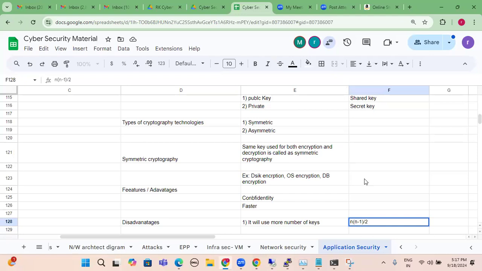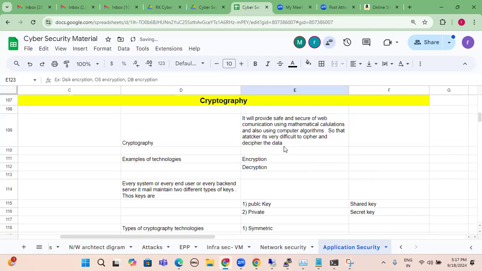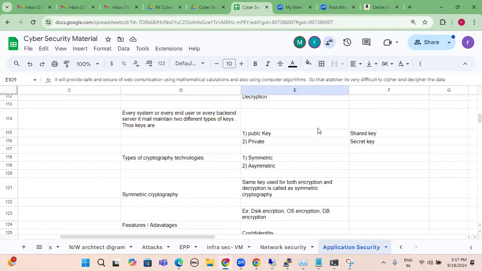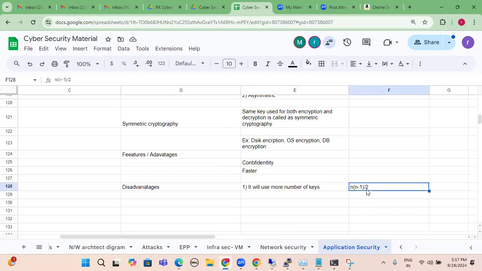That is the reason that even in our definition it shows a computer algorithm and also a mathematical calculation. So this is how many keys are exchanged. This is completely statistics or probability, whatever we used. The formula is n into n minus 1 by 2. We studied that before 10th standard, like nCr equals n factorial by (n minus r) factorial into r factorial. Similarly, nPr equals n factorial by (n minus r) factorial. According to that, this formula is derived.